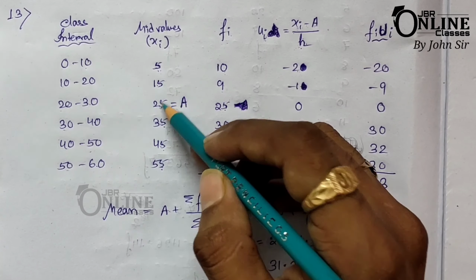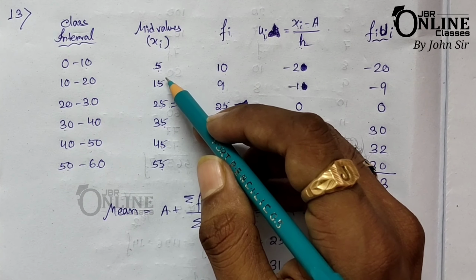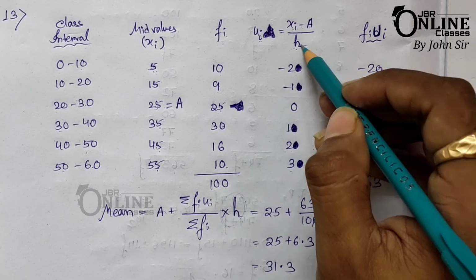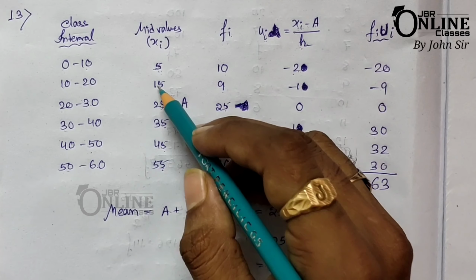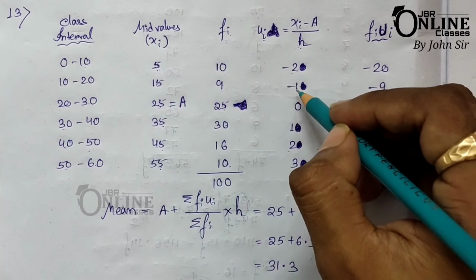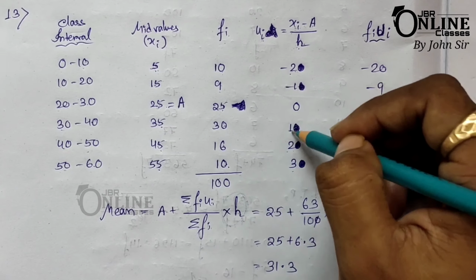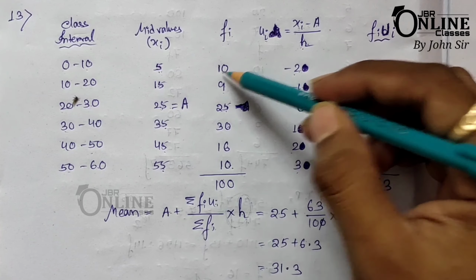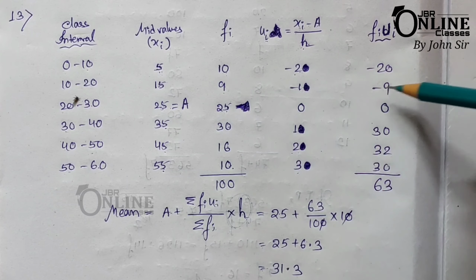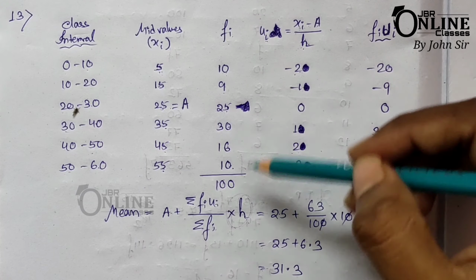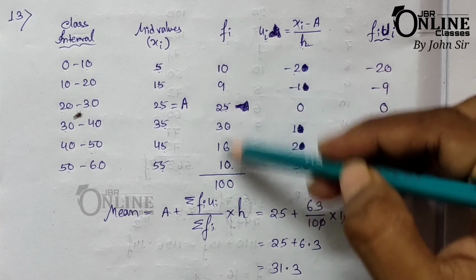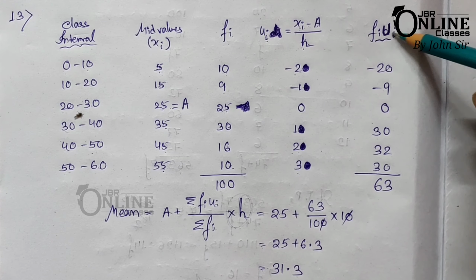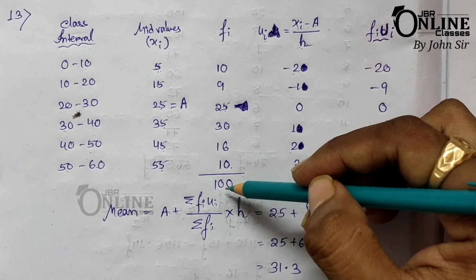So 5 minus 25, it's 20, that means minus 20. So minus 20 by h, that means 10, equals minus 2. Then 15 minus 25, minus 10 by 10, minus 1, and so on, 0, 1, 2, 3. So now the next thing is you have to find out fi ui. So 10 into minus 2, minus 20, 9 into minus 1, minus 9, and then find out the summation of fi, then find out the summation of fi ui, that is 63 and 100.